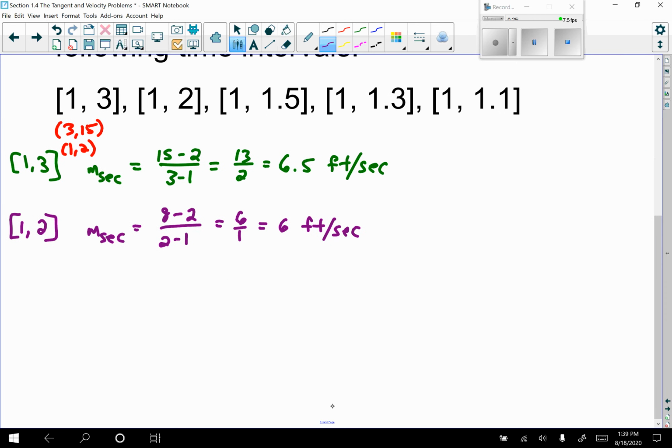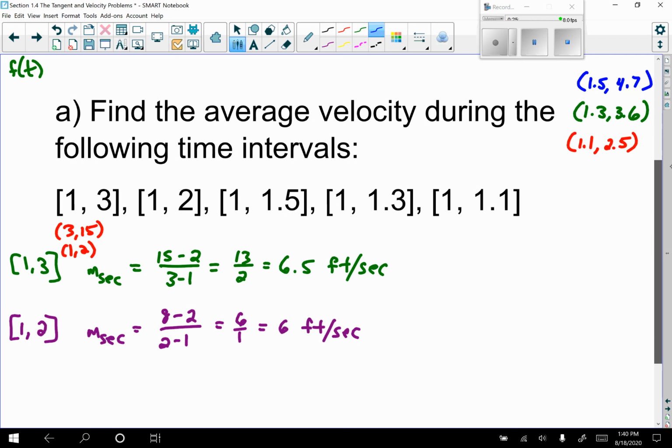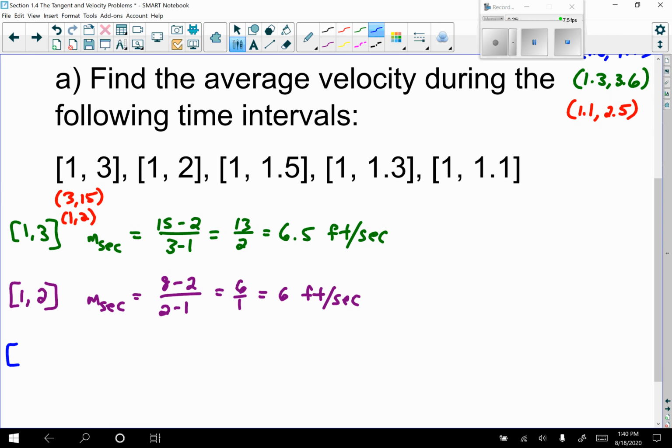Now here we're going to go from 1 to 1.5, so I had that listed off to the side here. We have 1.5 and 4.7. So the slope of our secant line is going to become 4.7 minus 2 over 1.5 minus 1. That's our y value. Now this is what you can use your calculator for. If you do that, we should end up with 5.4 feet per second.